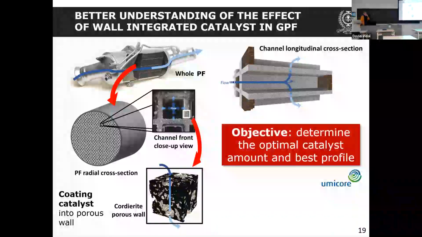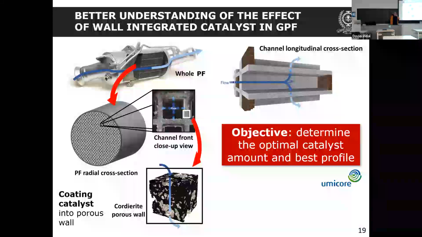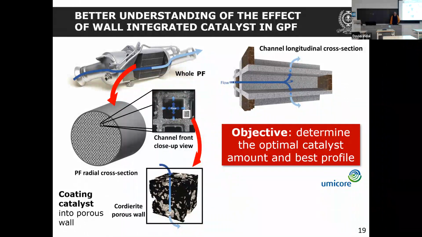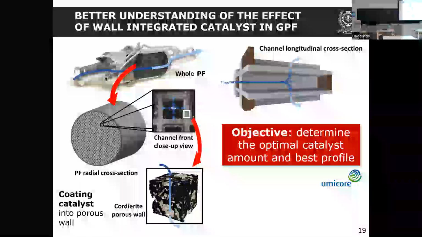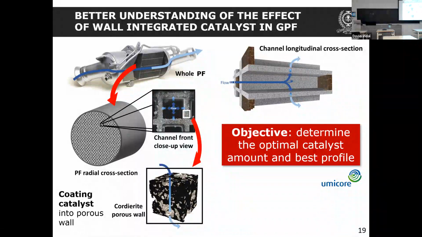So the question from Umicore was this one. What is the optimal catalyst amount and the best profile to be deposited into this porous wall? The reason is that they currently have, or had, a process that was depositing catalyst, but non-uniformly. Of course, intuitively, everyone will think that probably uniform catalyst deposition will be better.